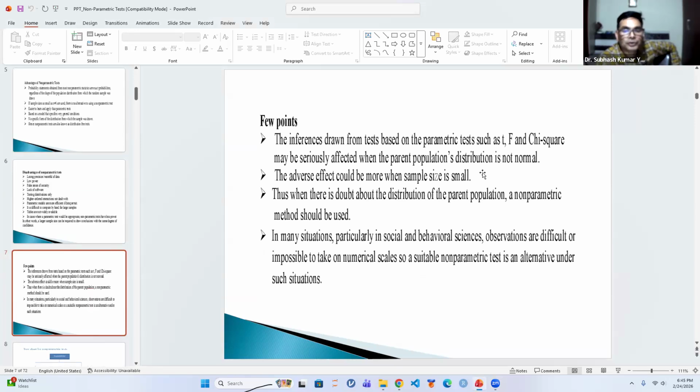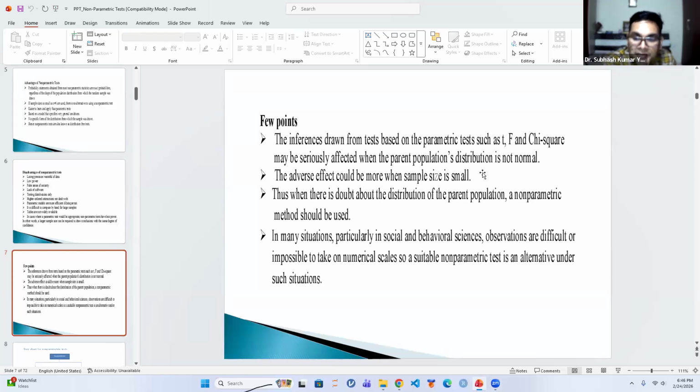Now, these are a few points to keep in mind while performing these tests. The inferences drawn from parametric tests such as T, F, chi-square may be seriously affected when the parent population distribution is not normal. But this is not so with non-parametric tests. The adverse effect could be greater when the sample size is small in the case of a parametric test. Thus, when there is doubt about the distribution of the parent population, a non-parametric method should be used. In many situations, particularly in social and behavioral sciences, observations are difficult or impossible to take on numerical scales.